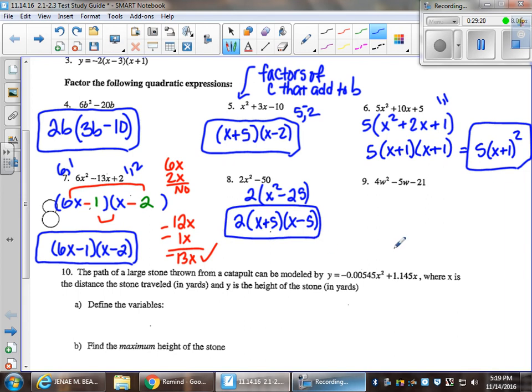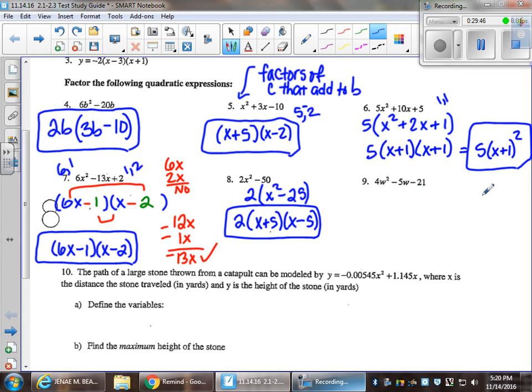Number 9, 4w squared minus 5w minus 21. You could guess and check. If you are an awesome guesser, checker person, go ahead and use guess and check on this. Press pause and work it out. If we're like, oof, 4, that could be 4 and 1, that could be 2 and 2. 21, that's got 7 and 3. We're looking at some bigger numbers, so maybe I choose to use the diamond method for this one.